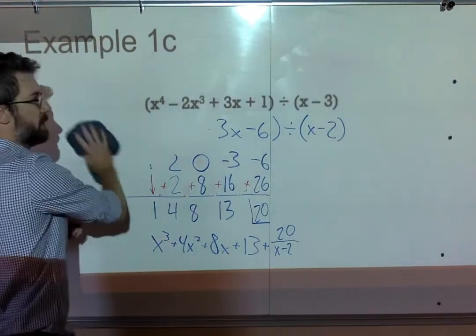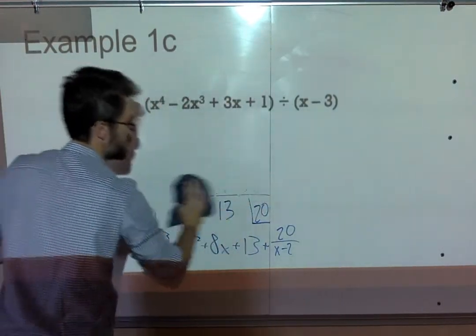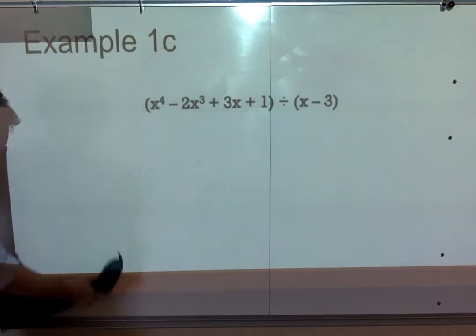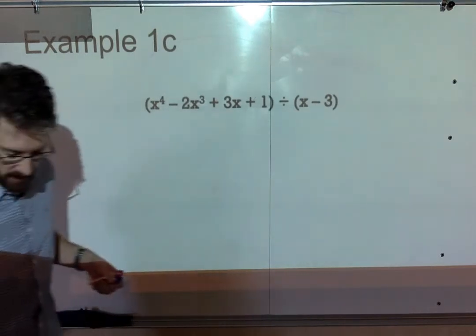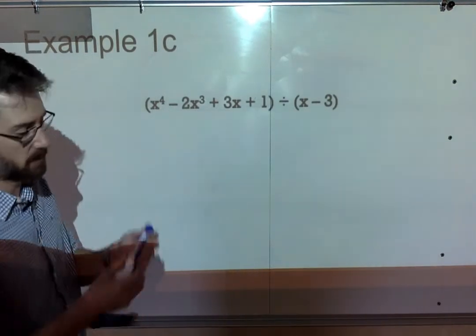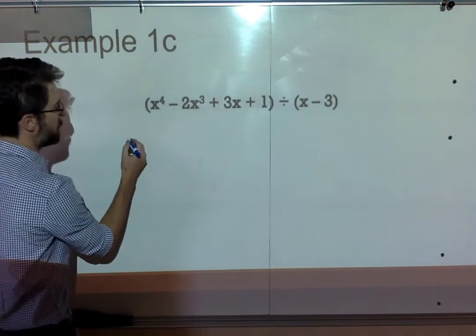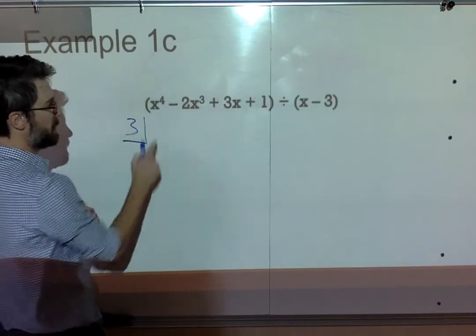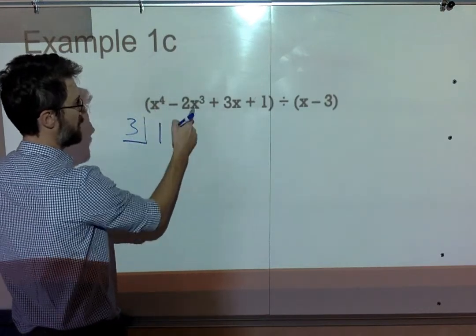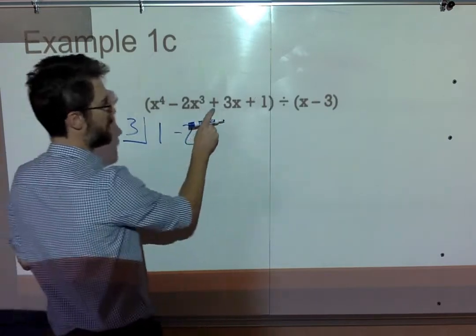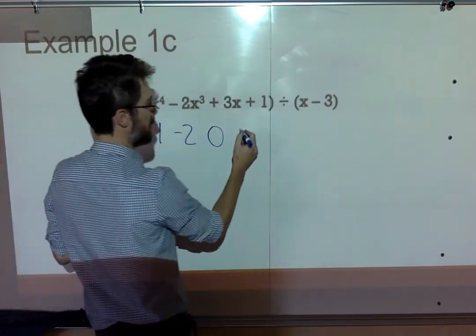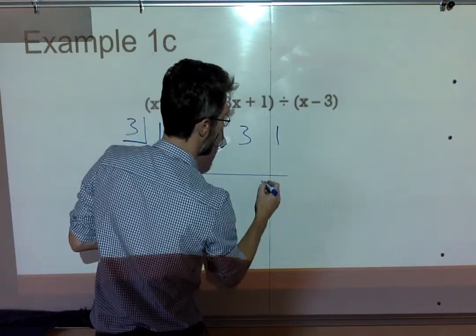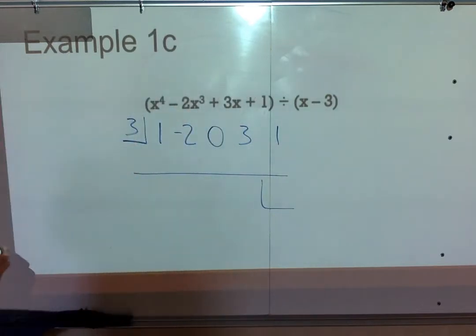All right, last one. Now this one's in order, but notice that it's, again, missing a power of x between x cubed and 3x, so there's going to have to be a 0 there. Let's pause and see if we can do this one on our own. All right, so working on this one, that -3 changes to a +3. Coefficient of x to the 4th is 1. X cubed is -2. No x squared, so there's a 0. Then 3 for x and 1 for the constant. Like that.